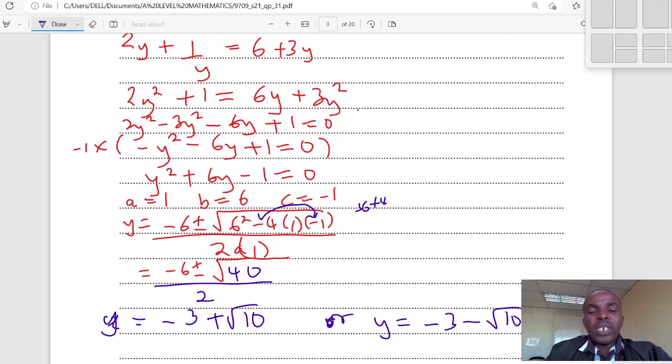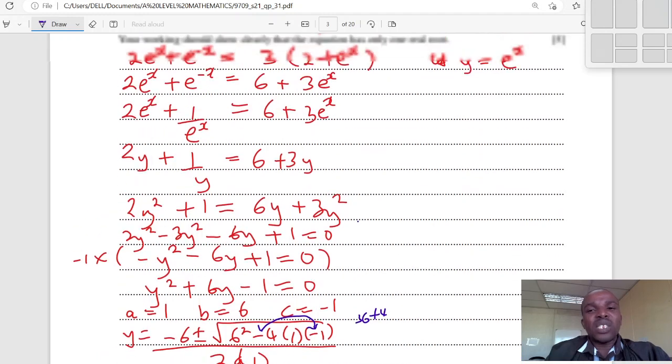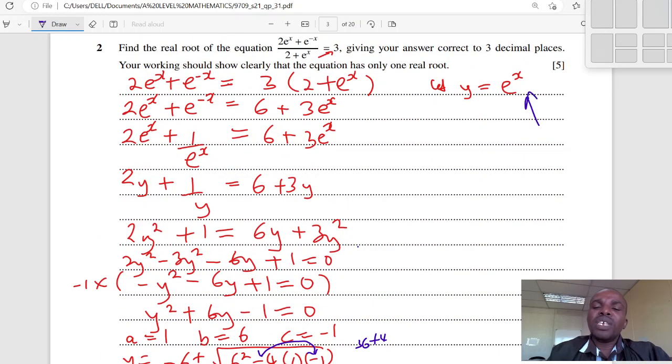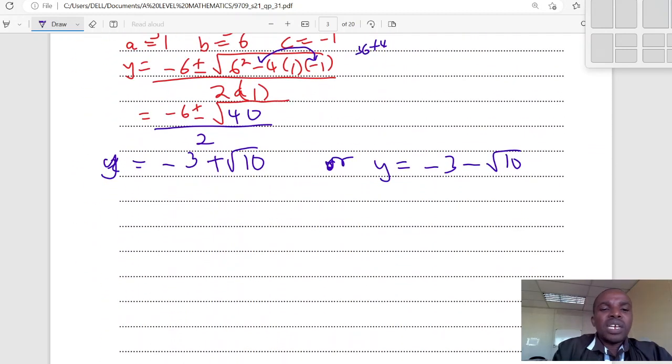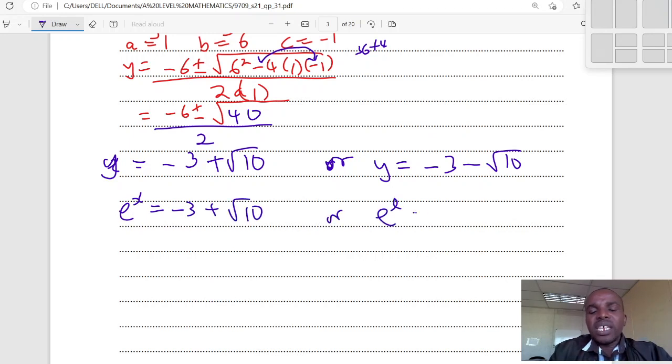Right. What you are looking for here is x, not y. We have let y be e to the power x. So you can take these two items. You can say e to the power x is equal to negative 3 plus root 10, or e to the power x is equal to minus 3 minus root 10, like this.